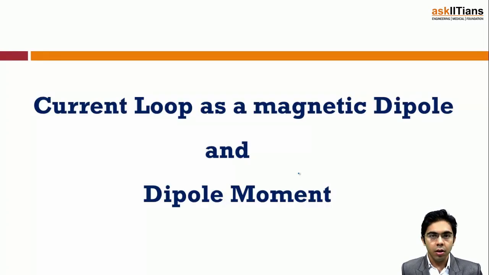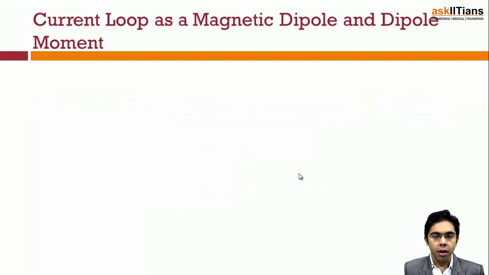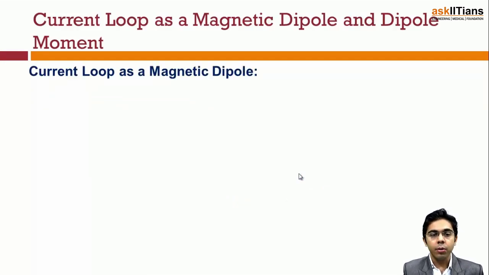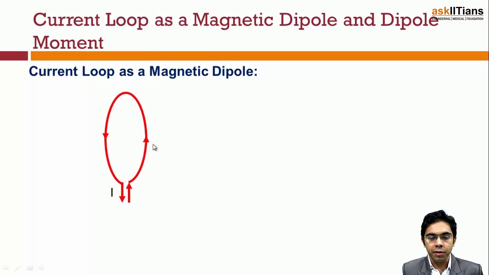Hence let us see the current loop as a magnetic dipole and the dipole moment. Let's proceed. Now let's look at the current loop as a magnetic dipole. Let's look at this loop. This is a loop which carries a current in the direction as shown in the figure. This is the direction of the current.